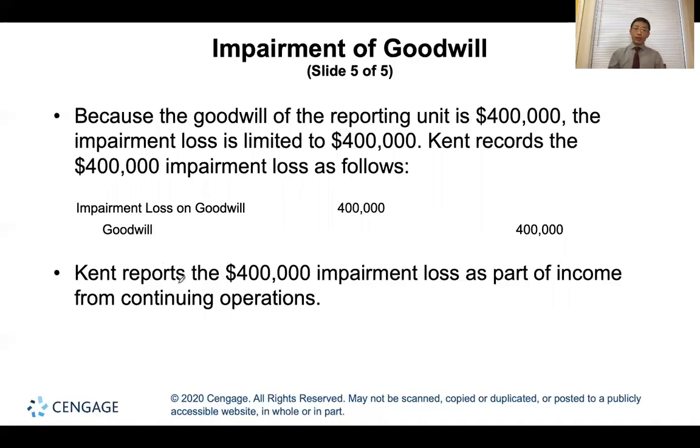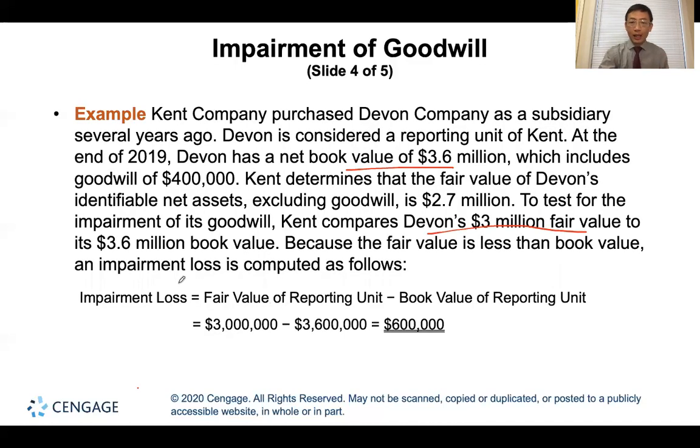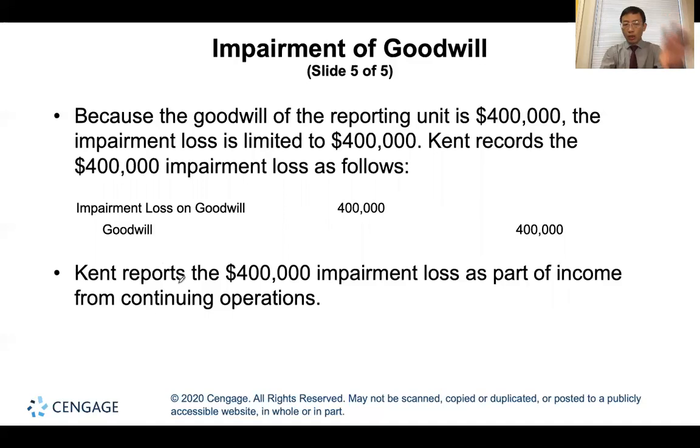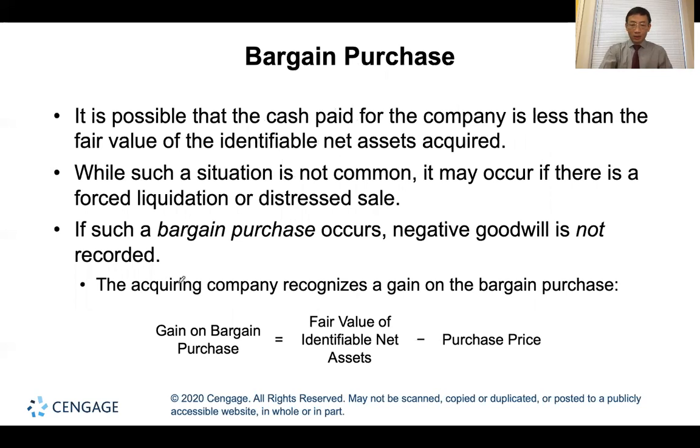So if in the following years, say the fair value is restored and becomes, say, 3.6 million again, according to US GAAP, we cannot restore this value. So after you recognize the impairment, that's all. Then you cannot restore that. Okay? But the International Financial Reporting Standards will be different. We will discuss that in the following slides.